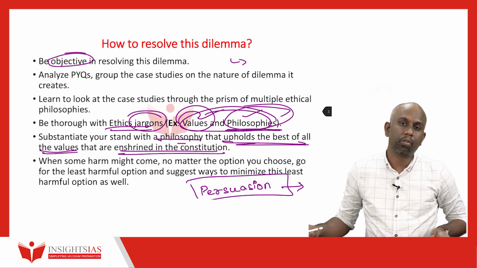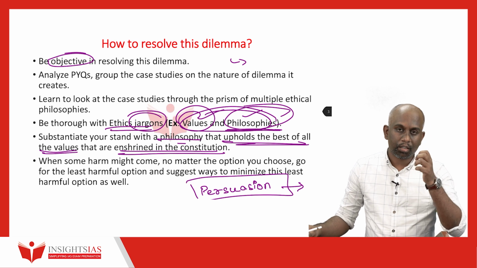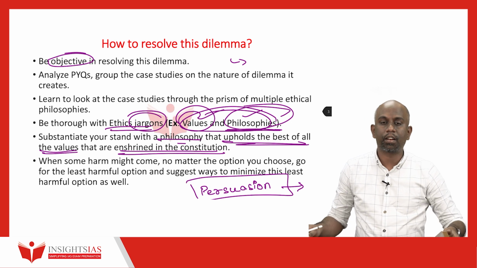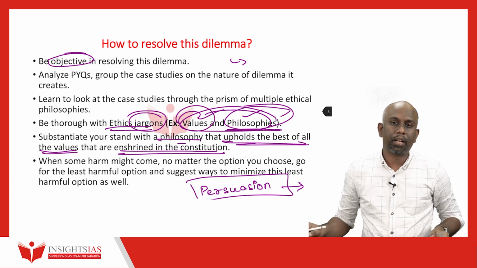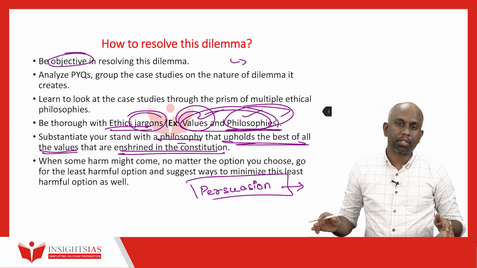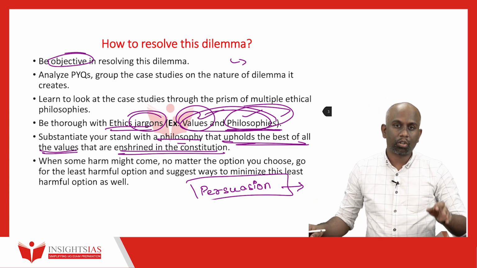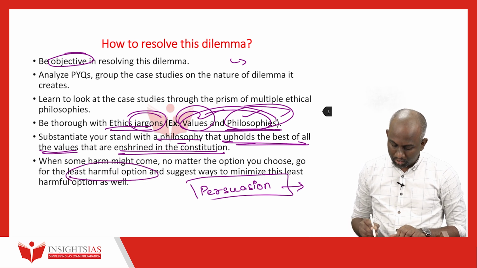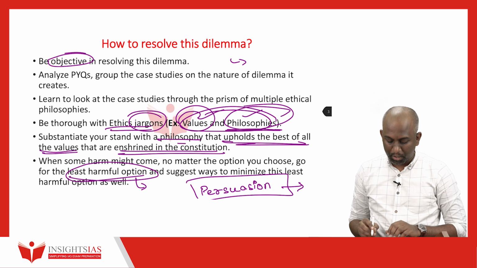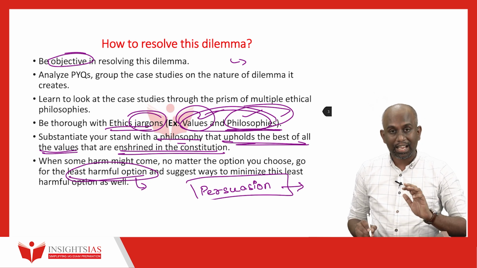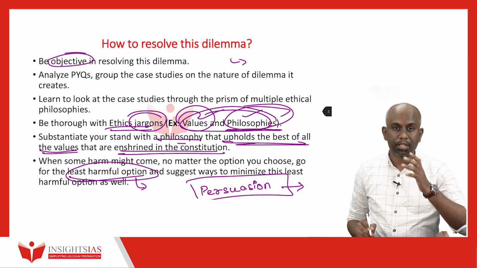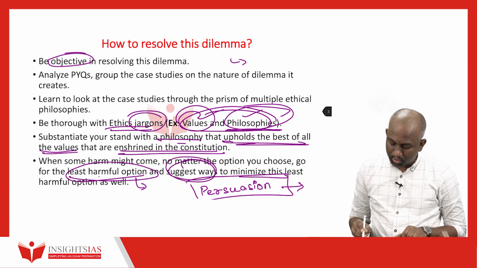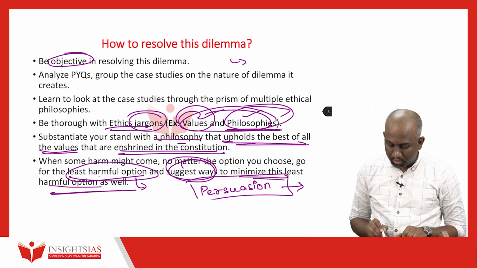Which course of action will you go for? Go for that action which will ensure that the best of all the values in the Constitution, equality, liberty, fraternity, justice, all of them are upheld. Even when there are options which are undesirable in nature, go for that option which has the least amount of harm. Okay, least harmful option, go for that. But even this least harmful option should be as ethical as possible, as legal as possible.